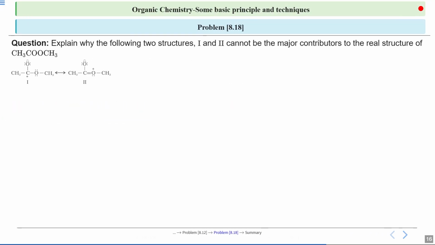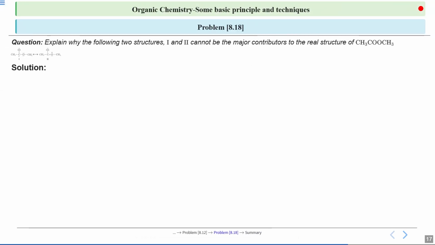Moving on to the next question. Explain why the following two structures, 1 and 2, cannot be the major contributors to the real structure of CH3-C double bond O-OCH3. So these are the two resonating structures given, 1 and 2. You have to decide why these two structures are not major contributors. Now, how do you decide a major contributor? It's very simple. If it is not stable, then it will not be a major contributor.